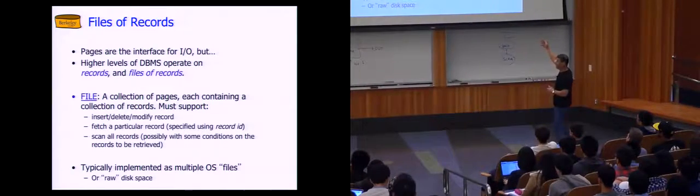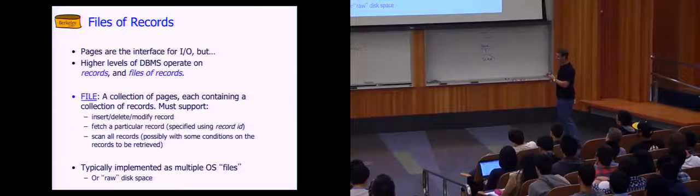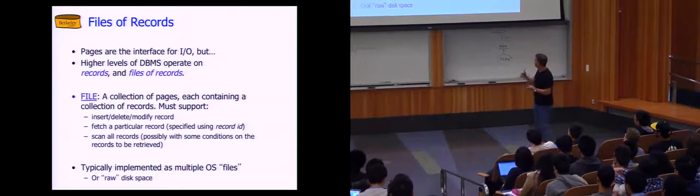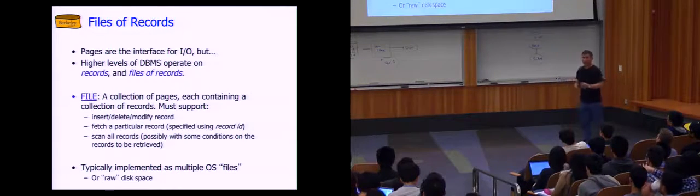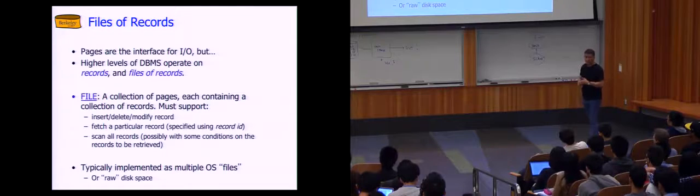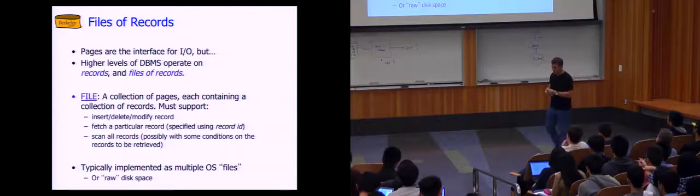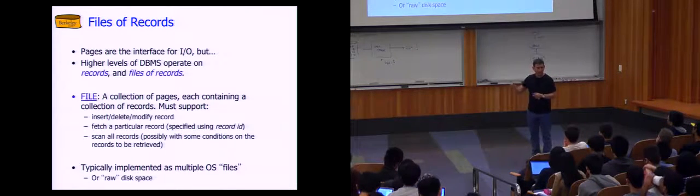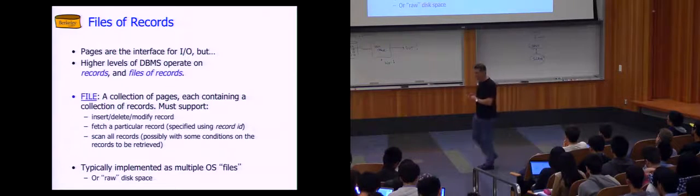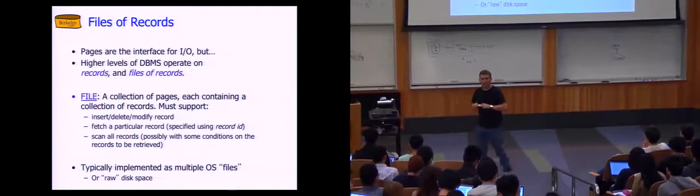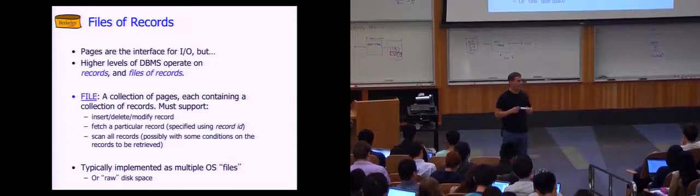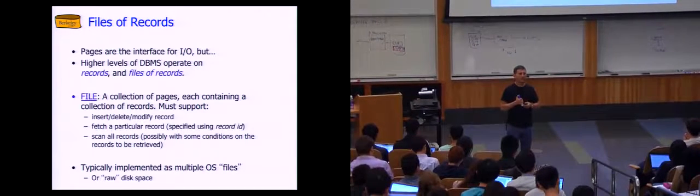So what is a file for database terms? A file is going to be a collection of pages or blocks, each containing a collection of records. All right? And we're going to use the word collection fairly abstractly here, so I didn't necessarily require them to be sequential. How is this different already from the Unix notion of a file? What does Unix say a file abstraction is? Anybody know?